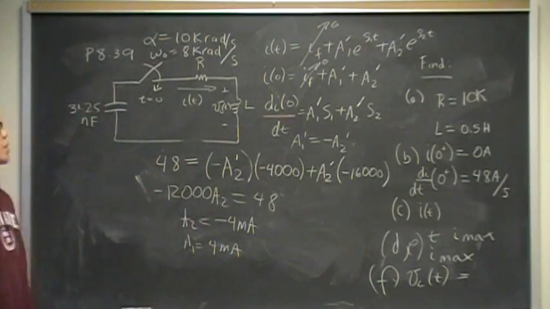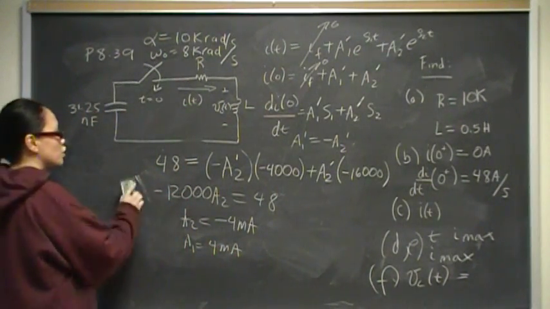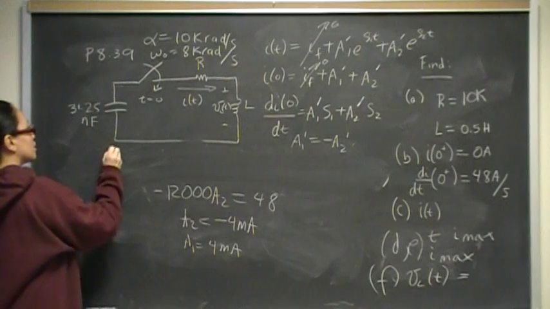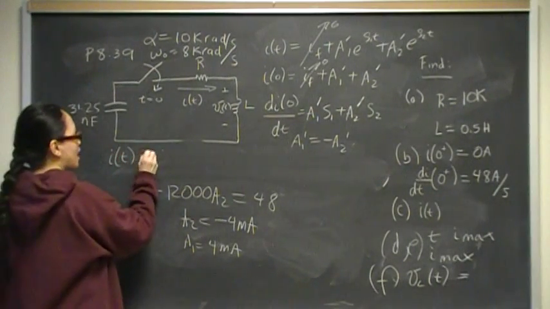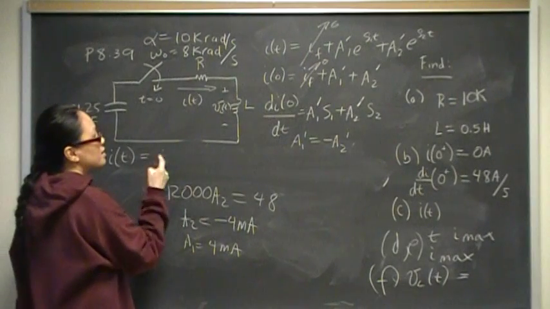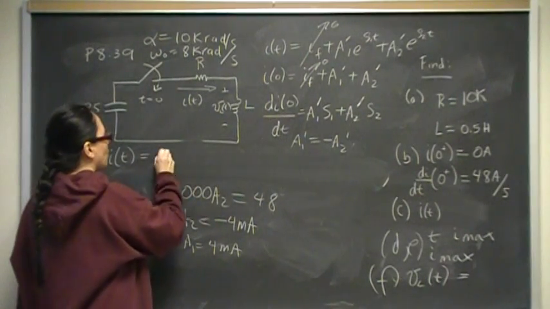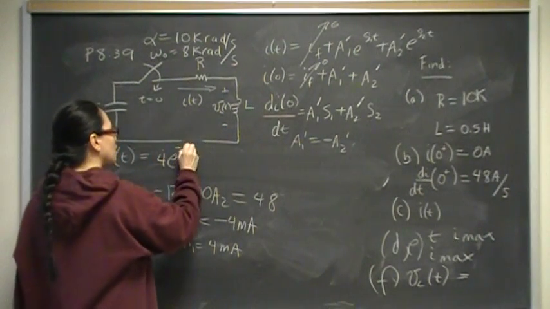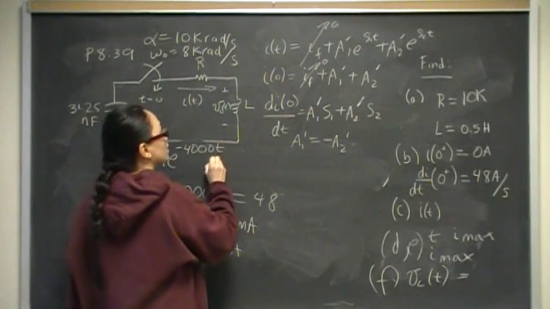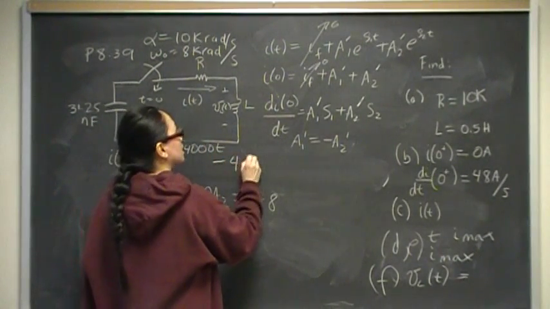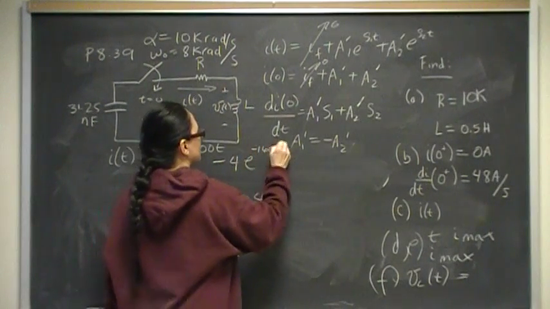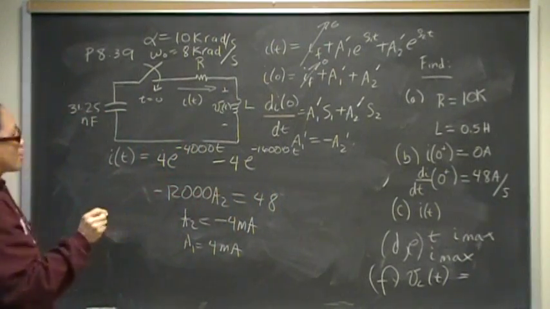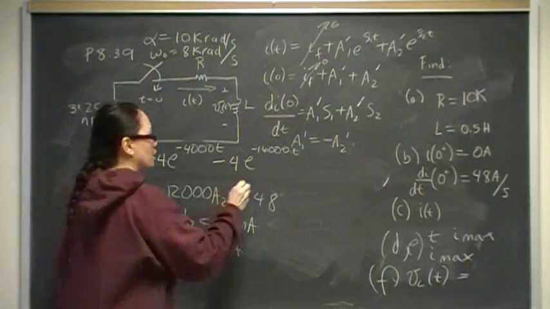So now we have everything that we need in order to make a general equation. So let's just write it out. The answer for part C then is the general equation for current through the inductor: i(t) is equal to 4 milliamps e to the negative 4,000 t minus 4 milliamps e to the negative 16,000 t, and that is it.